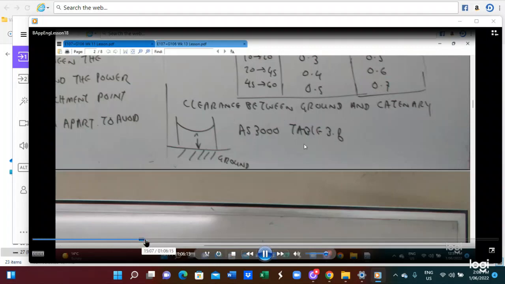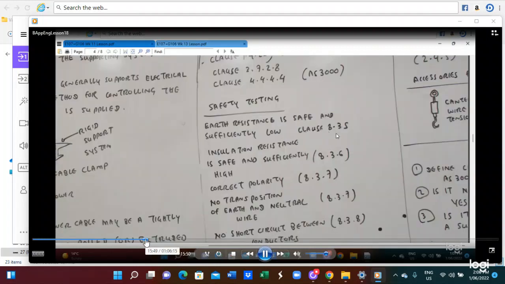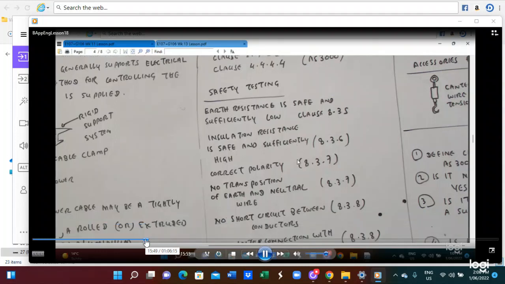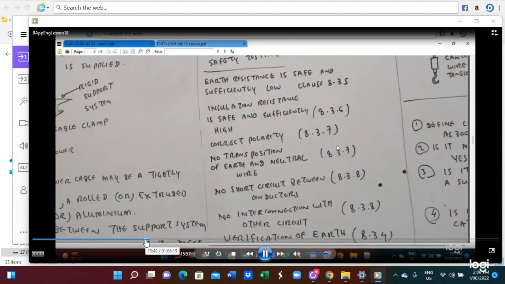This is for the safety testing. When you are doing the resistance testing, safety testing, insulation resistance testing, and correct polarity testing, you also need to be aware of the neutral wire and short circuit condition. You should also be aware of this slide.